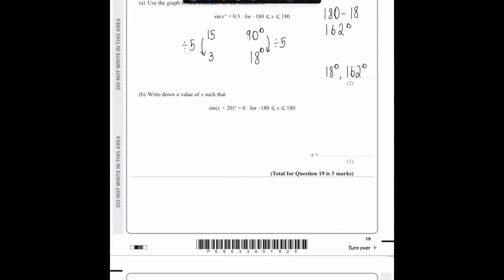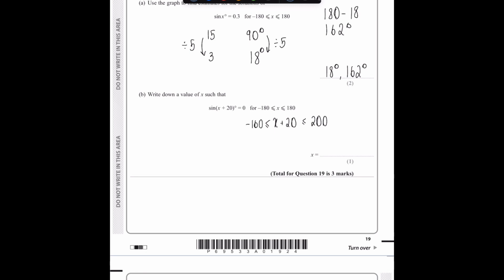Now, sine of x plus 20 is equal to 0 for this range. With these types of questions, the first thing we want to do is edit the range, or the domain. So instead of x, we're looking at x plus 20 now. So let's edit our range. To get from x to x plus 20, we need to add 20 to both ends. So then we have 200 here, and we have negative 160 here.